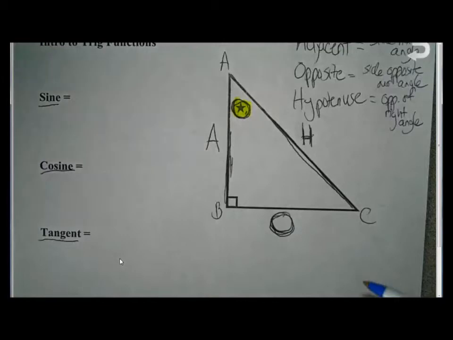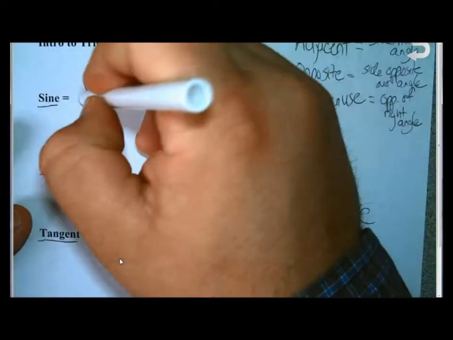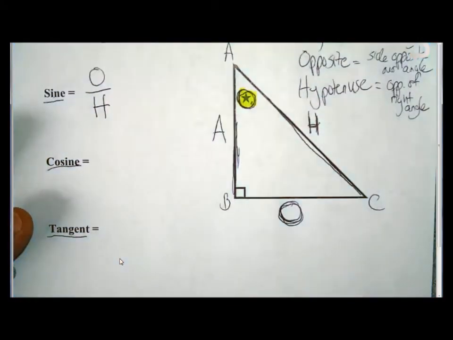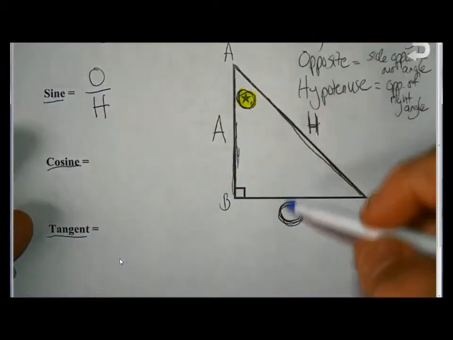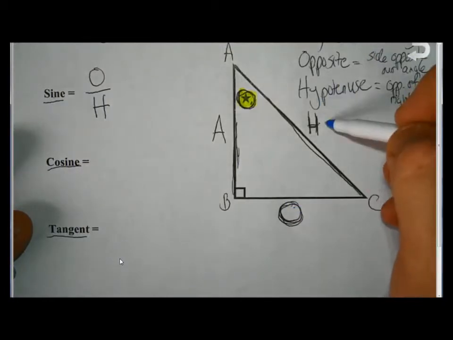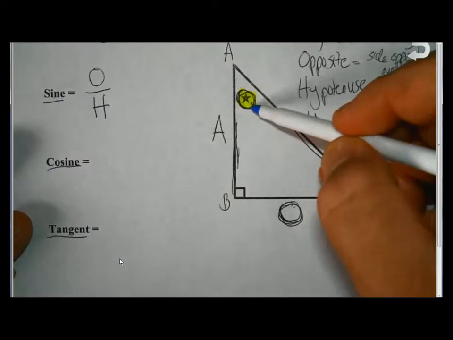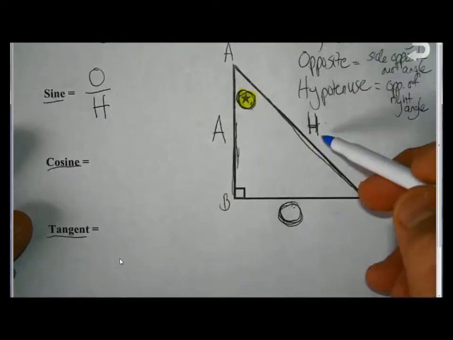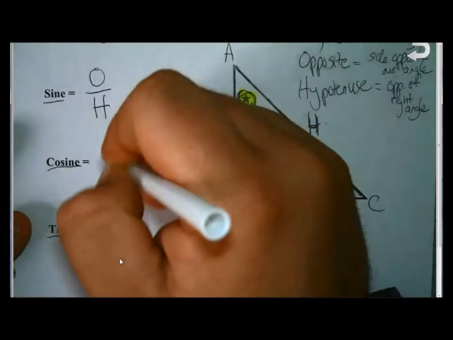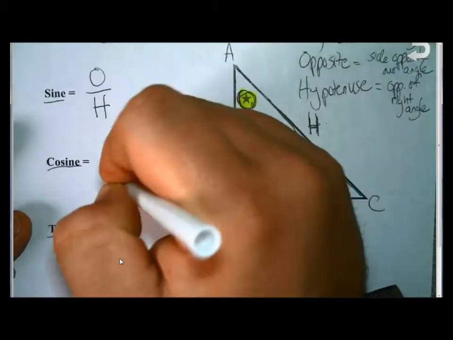We use the sine when we are doing opposite over hypotenuse. So when I have a whole number for the opposite and a whole number for the hypotenuse, I can find the angle by using sine. We use cosine when we have adjacent over hypotenuse.